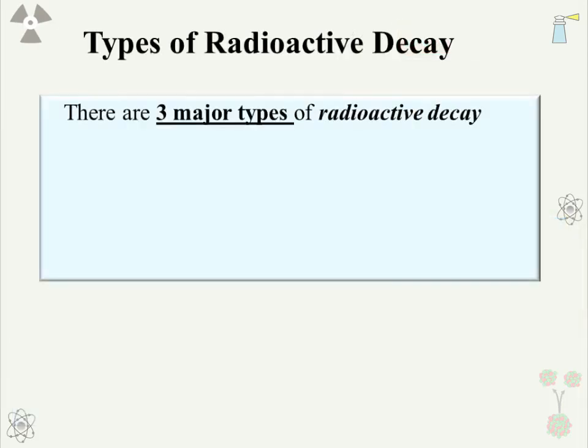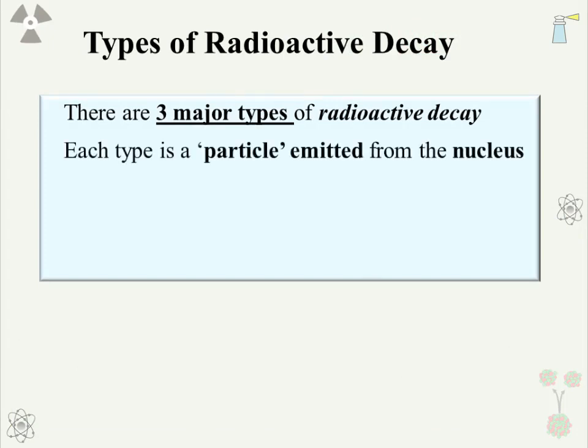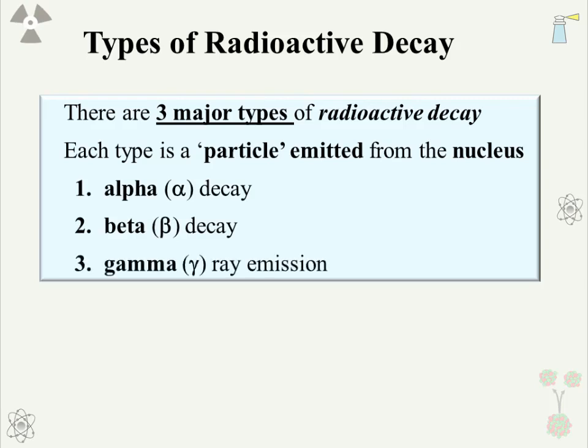The next topic is an important one. We will look at 3 major types of radioactive decay and then employ them in balancing nuclear equations. Each type is a particle emitted from the nucleus. Particle is used loosely here. It will also include energy emitted from the nucleus. The 3 are alpha decay, beta decay, and gamma ray emission.